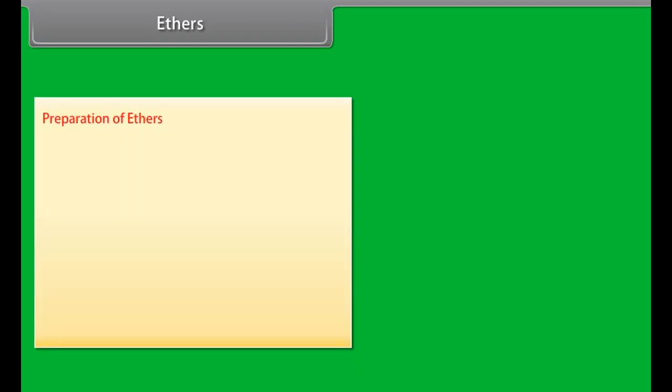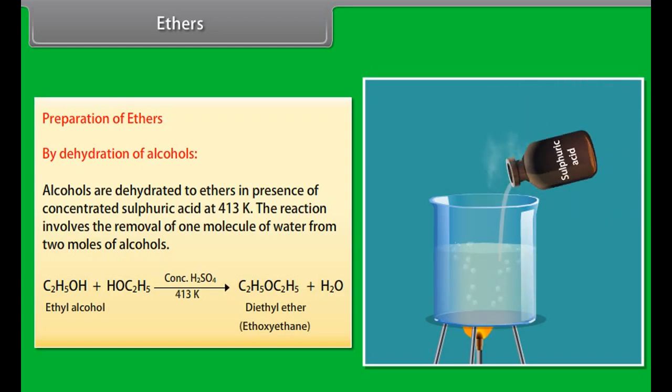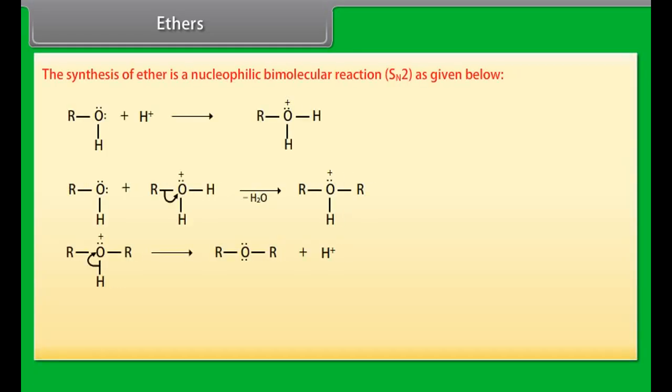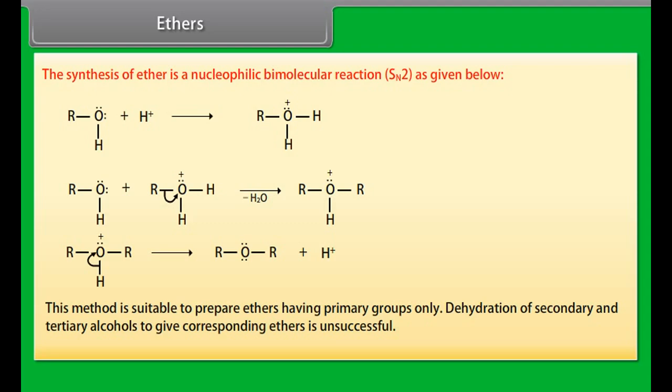Ethers. Preparation of ethers. By dehydration of alcohols. Alcohols are dehydrated to ethers in presence of concentrated sulfuric acid at 413 Kelvin. The reaction involves the removal of one molecule of water from 2 moles of alcohol. The synthesis of ether is a nucleophilic bimolecular reaction as given below. This method is suitable to prepare ethers having primary groups only. Dehydration of secondary and tertiary alcohols to give corresponding ethers is unsuccessful.